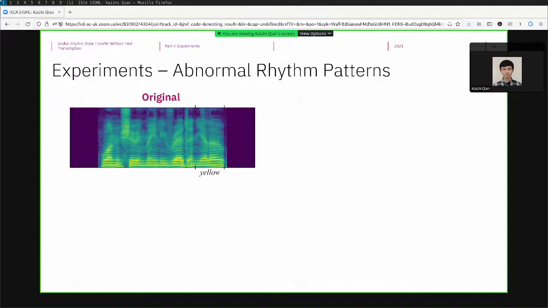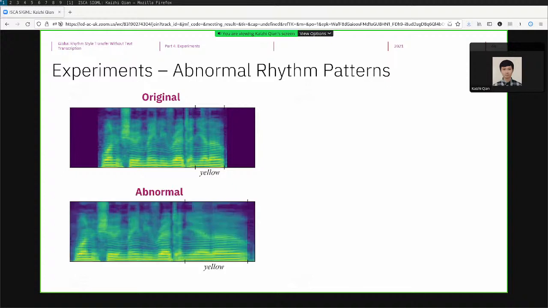Now we create an abnormal rhythm pattern by stretching the word yellow, like this.